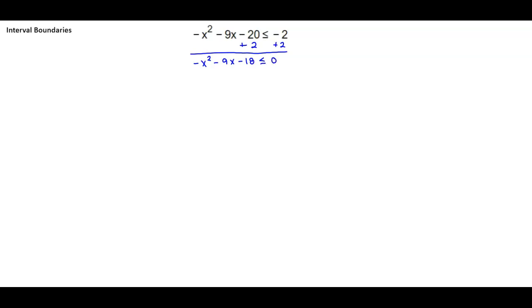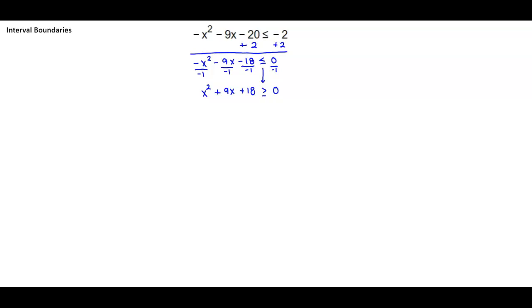Now the next thing is that we want to make sure that we have a positive 1 as a leading coefficient. So that means we're going to divide each term in this inequality by negative 1. Now remember, when you divide by a negative number, you need to flip the inequality. So we get x squared plus 9x, because negative 9x divided by negative 1 is positive. Negative 18 divided by negative 1 is positive 18. And then 0 on the right side. So now we have that inequality.